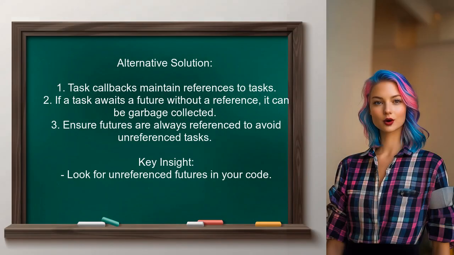An alternative approach suggests that when a task is scheduled, its callback maintains a reference to the task. However, if the task awaits a future and that future is not referenced elsewhere, it can be garbage collected, leading to the task being destroyed. To prevent this, ensure that the future the task is waiting on is always referenced.